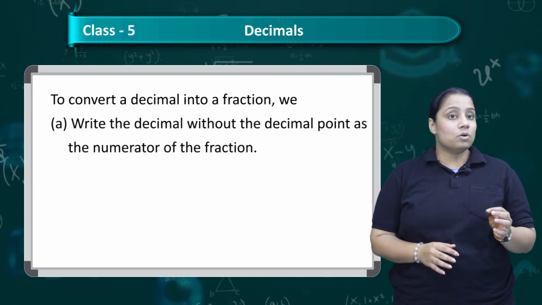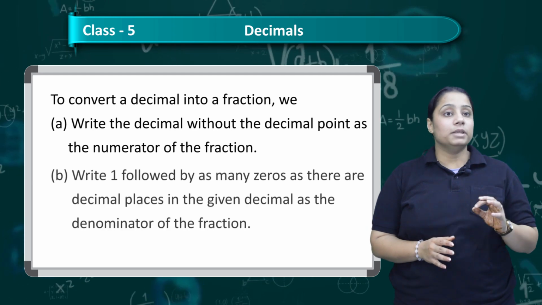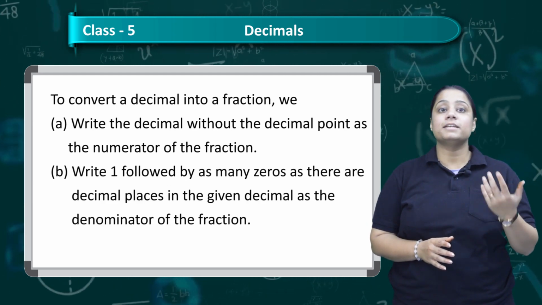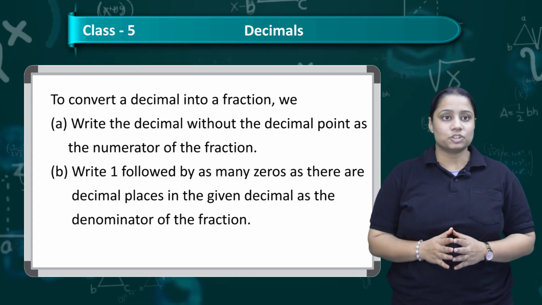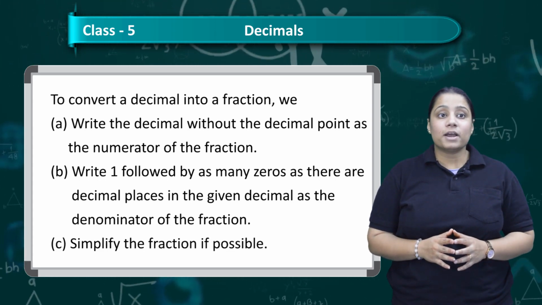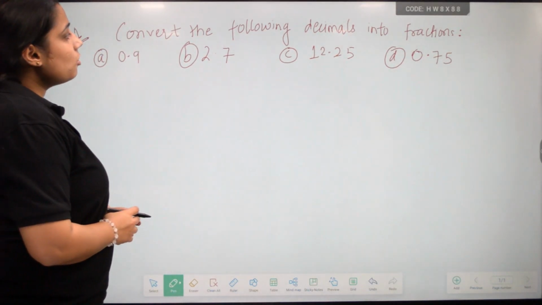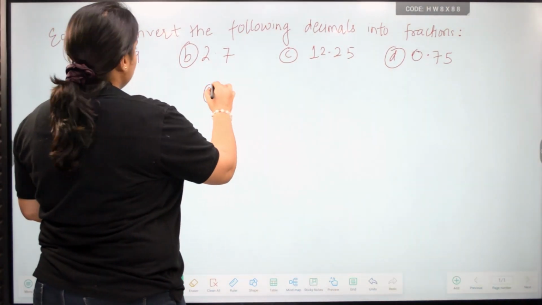Write the decimal without the decimal point as the numerator of the fraction. B. Write 1 followed by as many zeros as there are decimal places in the given decimal as the denominator of the fraction. C. Simplify the fraction if possible. Example 1. Convert the following decimals into fractions. I am doing part A first.